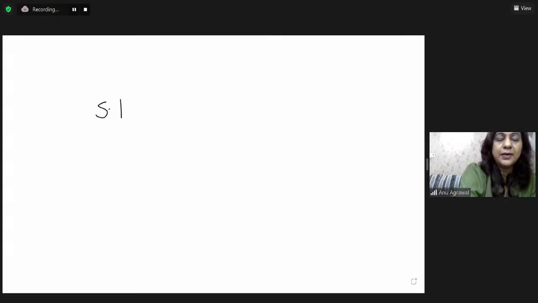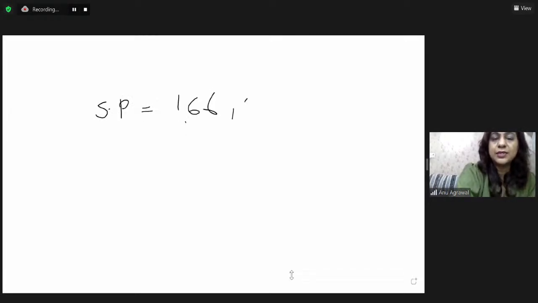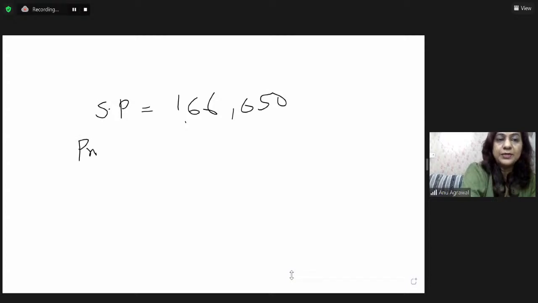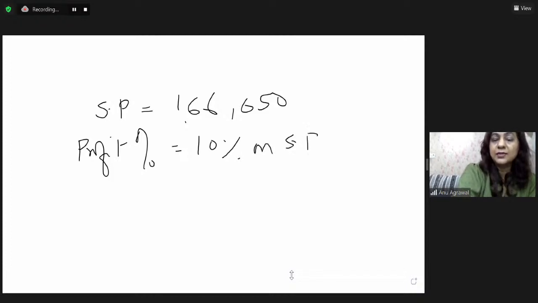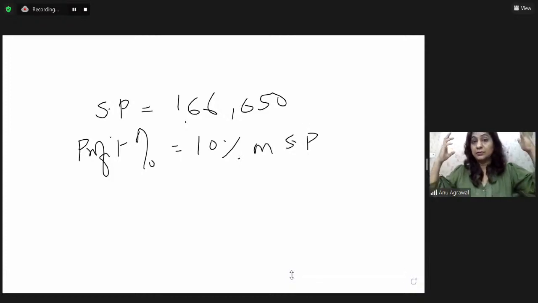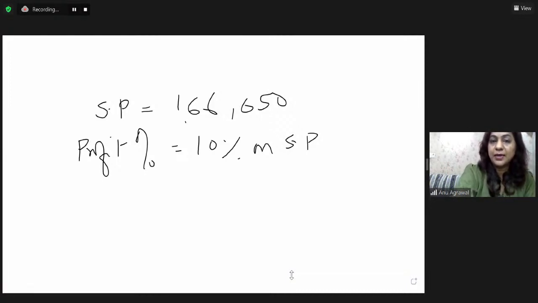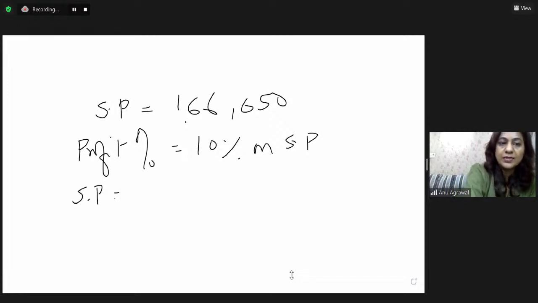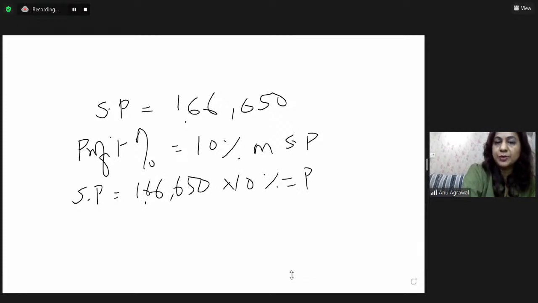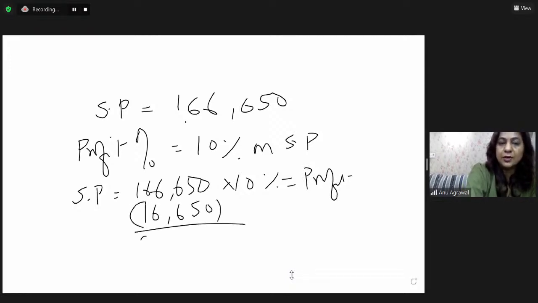So if the selling price happens to be 166,650, but the profit percentage which you have given me is 10% on selling price. Now please apply your fifth standard accounts mathematics. If it is given as 10% on selling price, you can do what? Take 10% of 166,650. This will be your profit. You can subtract that and you can get the cost.